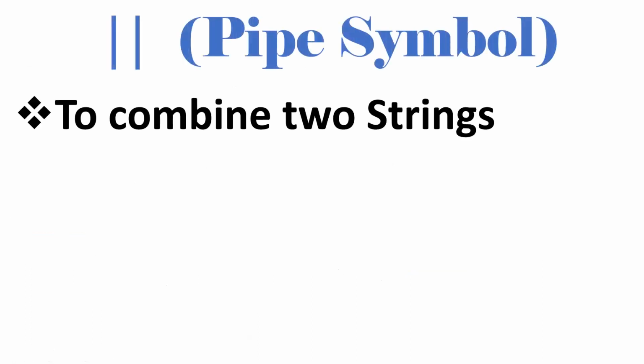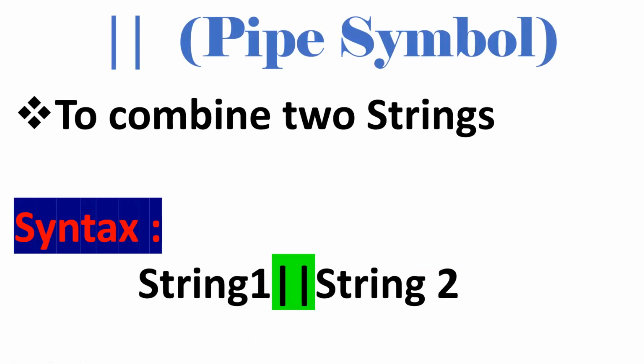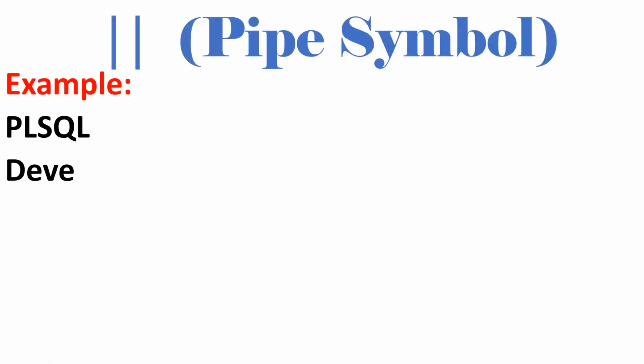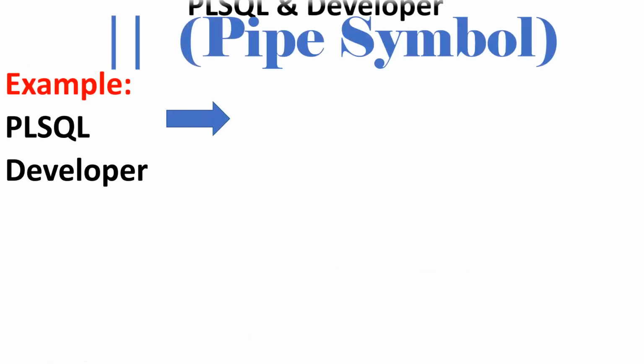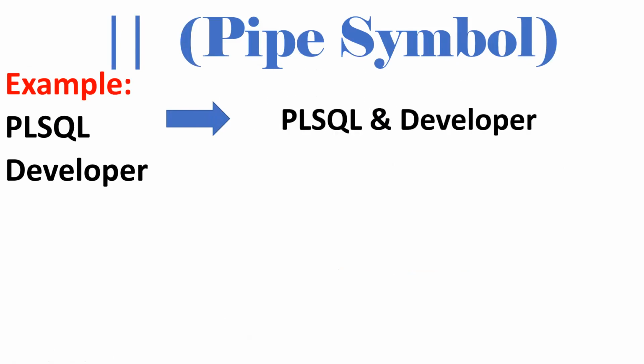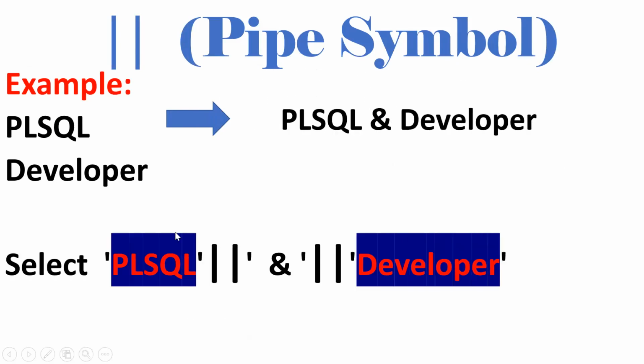In a similar fashion, we'll go for the pipe symbol. The pipe symbol is used to combine two or more strings. The syntax is string 1, pipe symbol, string 2. If I want to club two strings into a single string, we should go for pipe or concat. A simple example: PLSQL is one string, developer is another string, and I want to get PLSQL and developer. I can achieve it by using the pipe symbol or concat.